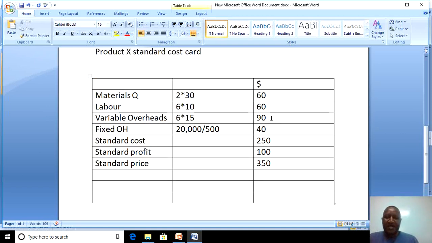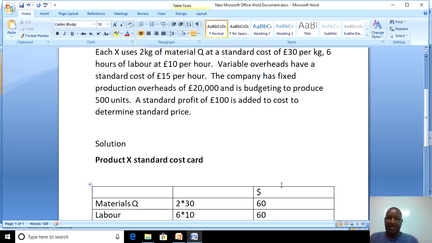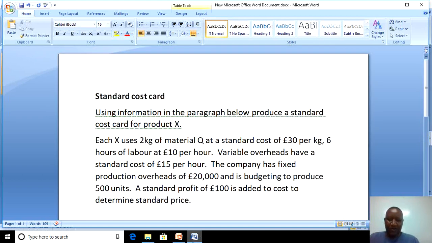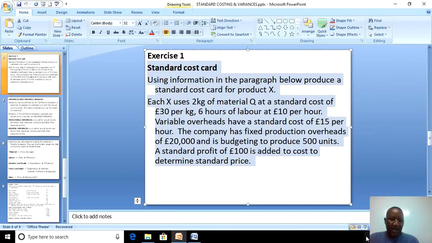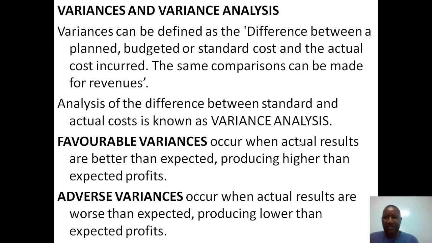All right, so we have just done the product X standard cost card, and we have added to the cost the standard profits to get the standard price. So let's move on. Let's get back to our document. So that's exercise one. Now let's move on and establish other things.